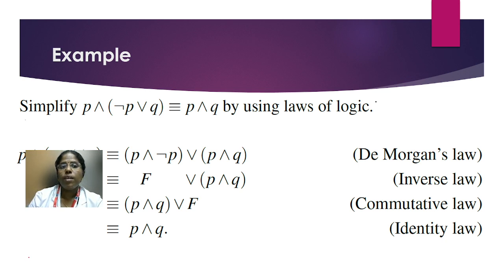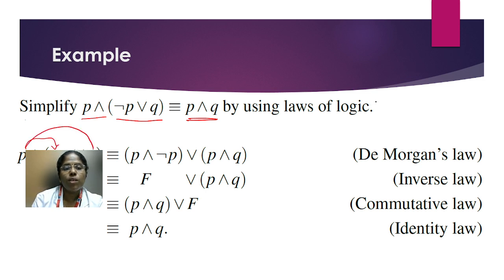We need to simplify. Another type of problem is we can simplify this expression by using the laws of logic. They have given the answer. Anyway, we will check whether we are getting the same answer or not. So P and (not P or Q). We can use the distributive law here. So (P and not P) or (P and Q). This is the distributive law.